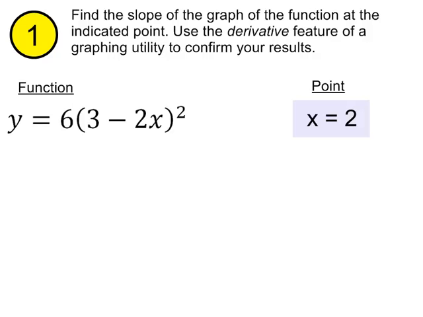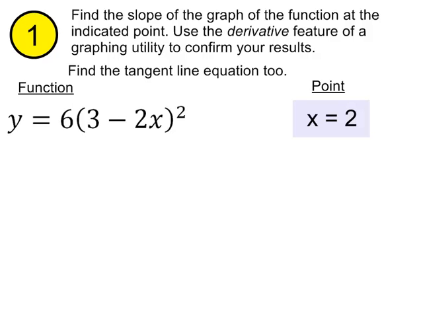Find the slope of the graph of the function at the indicated point. Use the derivative feature of a graphing utility or a calculator to confirm your results. I'm going to add on to that. This is what was presented in our textbook or something similar, but I'd like to add this additional task, find the tangent line equation, because I really want to make sure that you understand the difference between finding the derivative versus finding the tangent line equation. Those are two different things.